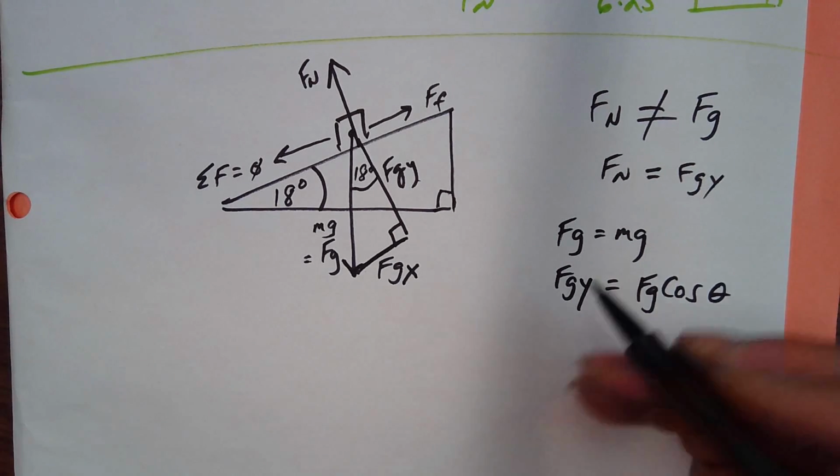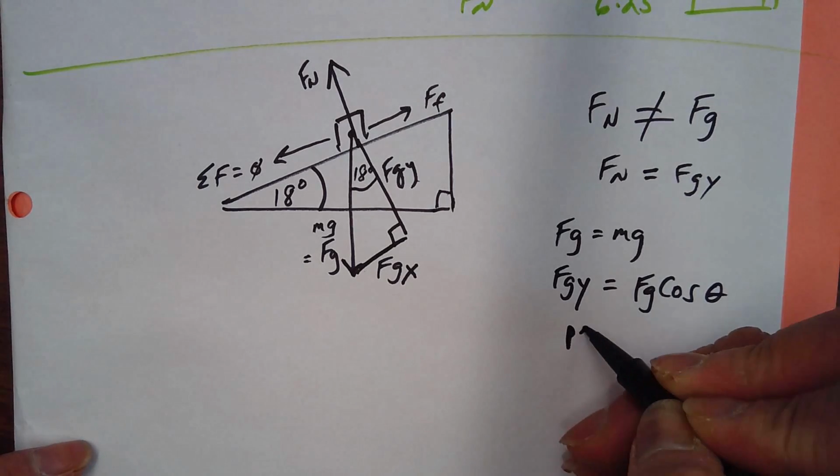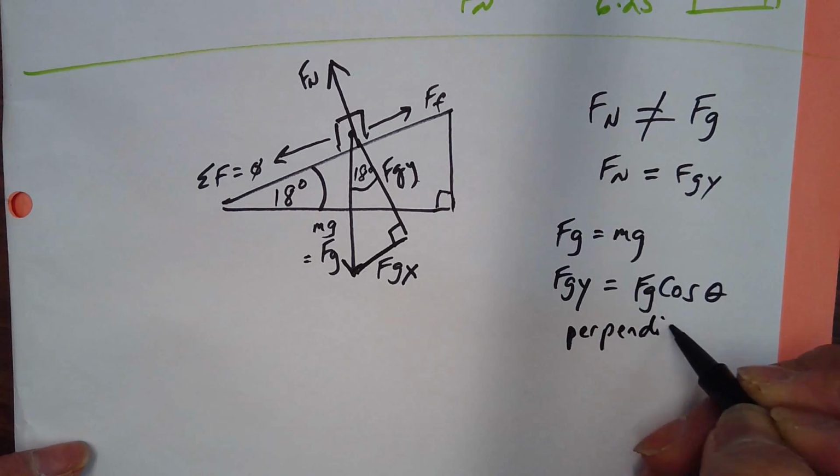Okay, well, what is FG of Y actually doing then? What is it doing in terms of this? Is FG of Y actually making the box or the block slide down the inclined plane? No, it's not. Well, what is it?